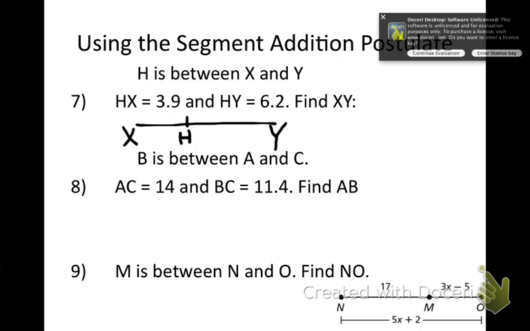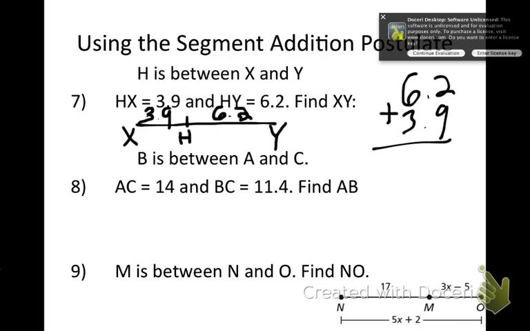HX is 3.9. HY is 6.2. It says to find XY. Well, in order to do that, what do I have to do, Tina? Don't you have to add the 2? Add them up. 6.2 plus 3.9. I get an answer of 10 point what?